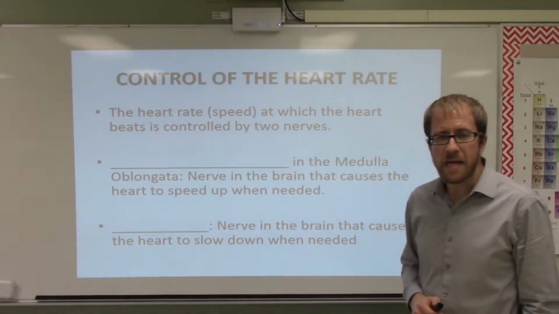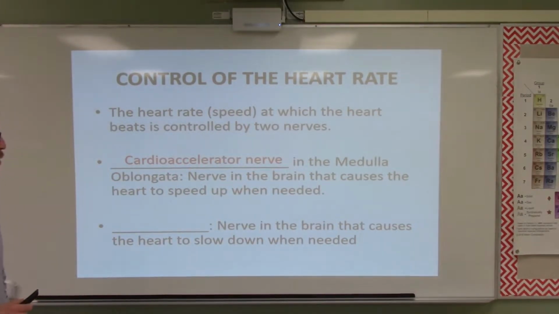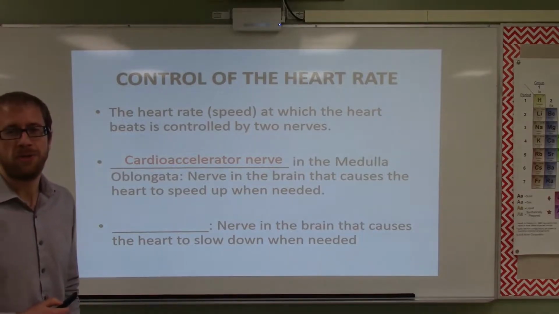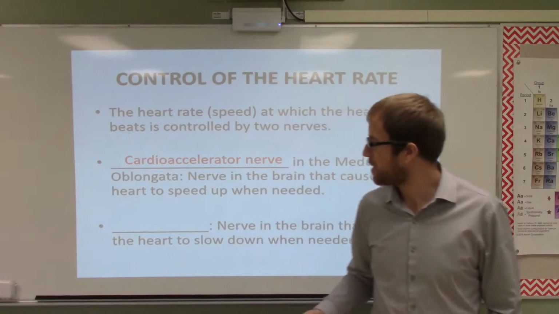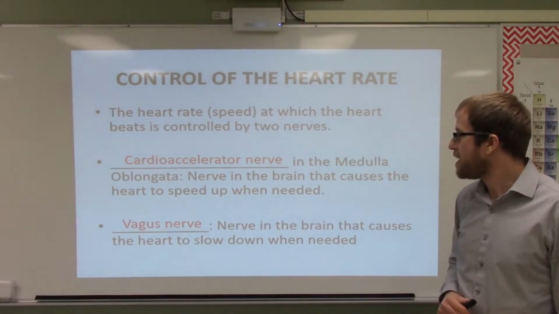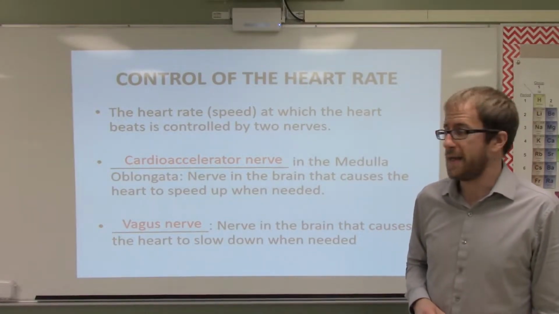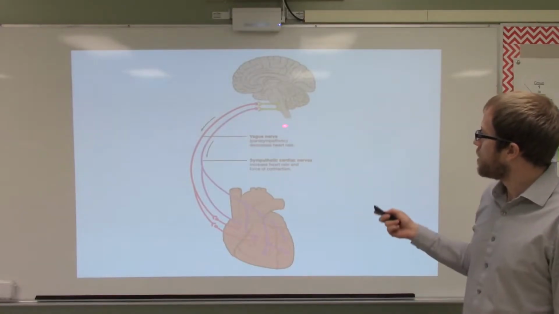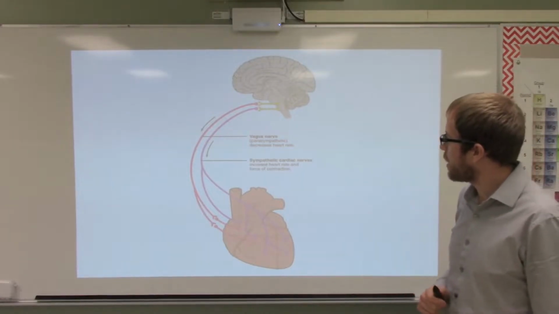Now, what part of your brain actually controls your heart rate? Well, you have two nerves, both innervated by the medulla oblongata. You have the cardio accelerator nerve, which you can probably guess what that does. It's going to speed up your heart rate. And you have the vagus nerve, which slows your heart rate down. So here for the medulla, we have the vagus nerve and the cardio accelerator.